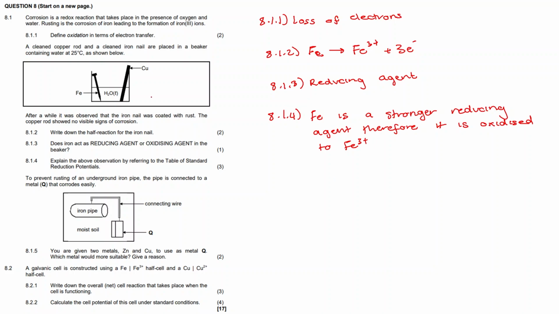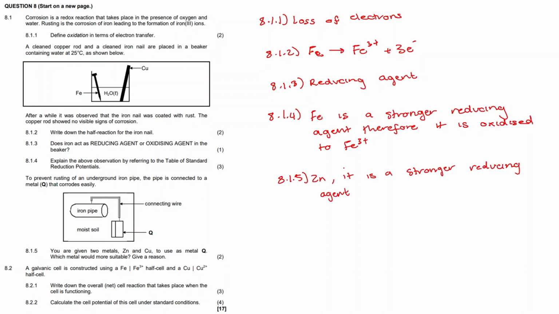As we know from this scenario above, iron is a stronger reducing agent than copper. Therefore, it will be oxidized. However, if we look at our standard table of reduction potentials, we can see that zinc is a stronger reducing agent than iron. Therefore, it would be more likely to be oxidized. So, if we want to prevent rusting of the iron pipe, we would therefore use zinc as the metal, as it would oxidize instead of the iron pipe.